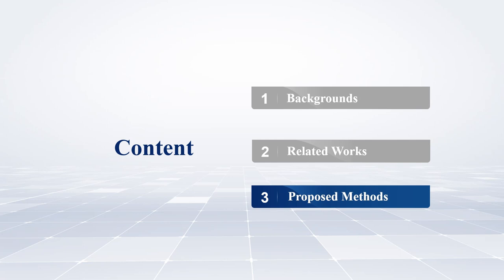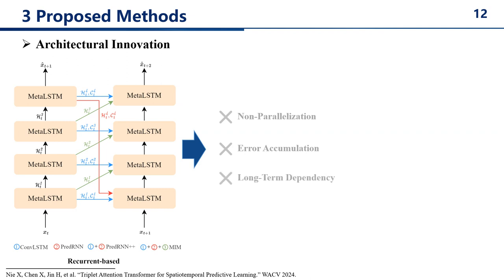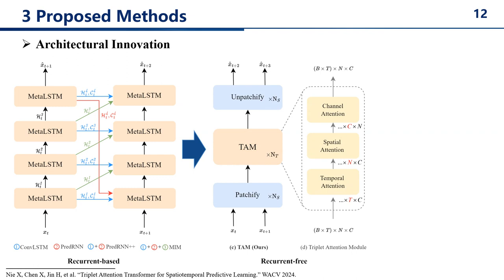The next step is to introduce our work. Mainstream methods are dominated by recurrent-based methods, but they have some drawbacks, such as non-parallelization, error accumulation, and the lack of long-term dependency. So, we proposed a recurrent-free architecture. It can model spatiotemporal information in latent space.